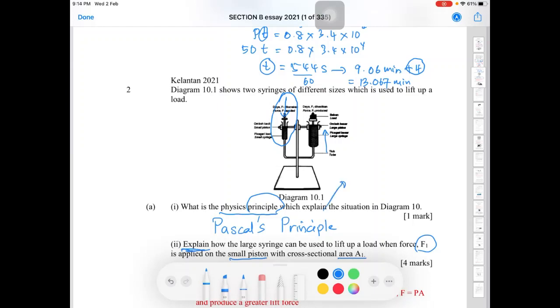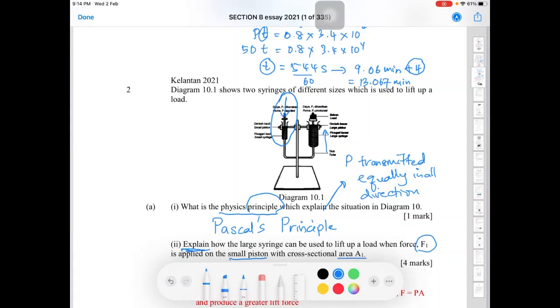Konsep Pascal, pressure is transmitted equally in all direction. Okay, so in all direction meaning dia janji benda tu tertutup. Dia tak boleh ada lubang. So when you push one side, it will produce a force another side. So dia akan push up anything that load on top of the bigger piston. Alright, macam tu you nak cerita.